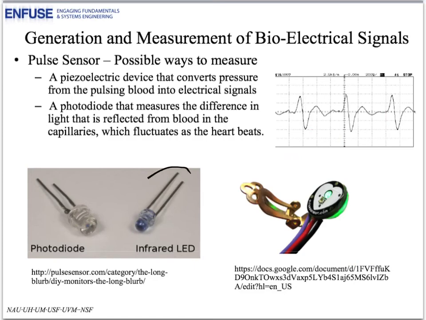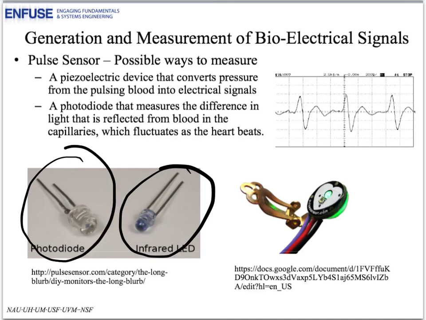Here's an image of an infrared LED, for example, that would be used as the light source that would be shining on your finger, and then there's a photodiode that would be receiving the light that's reflected off the finger that varies with time and converting that into a time-varying electrical signal.